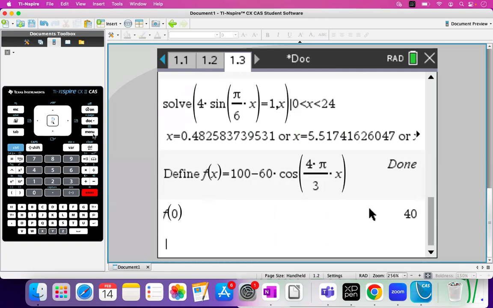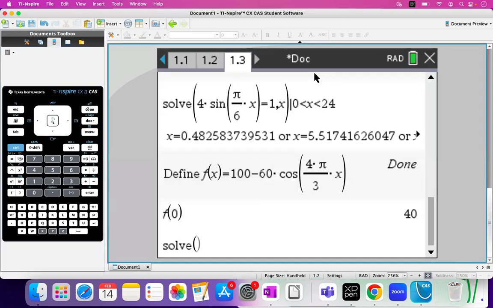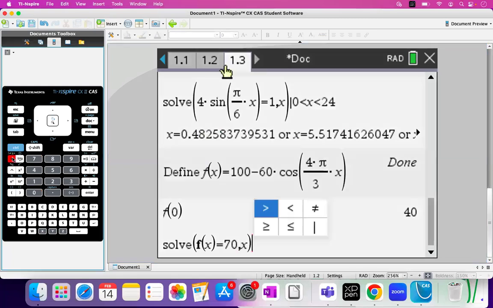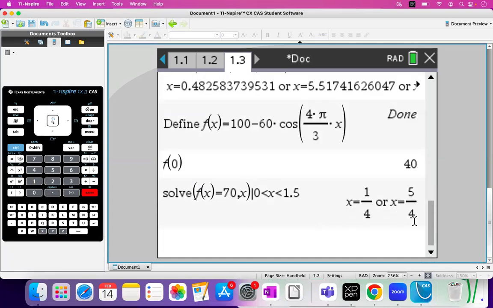If you want to solve for anything, you go to menu, algebra, solve, and then you let f(x) equal whatever you want. So in this case, we let that equal 70, we solve for x. Now the domain is 0 to whatever that is. So we do control equal and you press that. Then we do 0 to 1.5. That's the period. And it gives you two values here, 1/4 and 5/4.